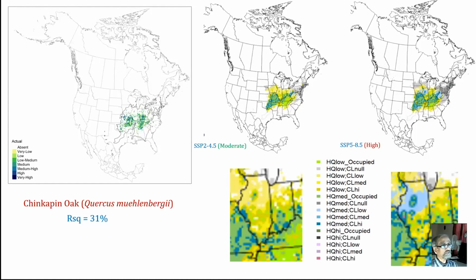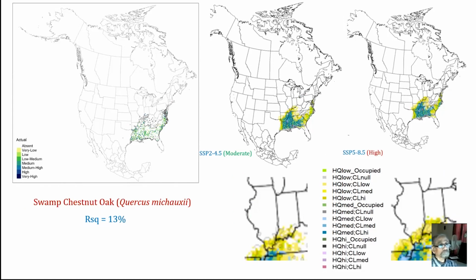And then chinkapin oak. Notice that the R square is a little low here. Again, under future conditions, the high scenario provides more habitats for climatic and terrain suitability in Illinois compared to the moderate. And then swamp chestnut oak, again, barely touching Illinois today, but under future scenarios, you don't see much of a change. Under both scenarios, it seems to skirt the southern border here.